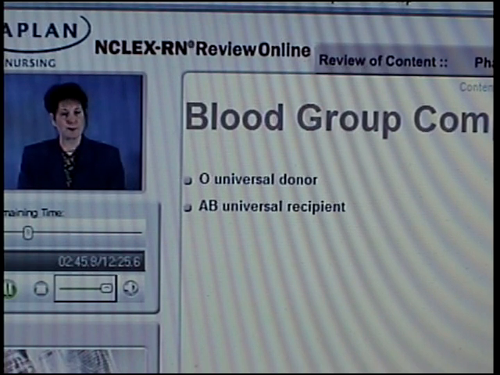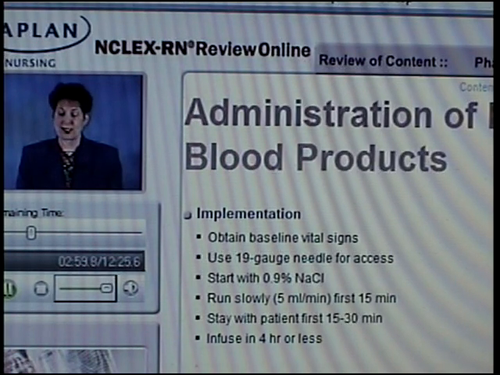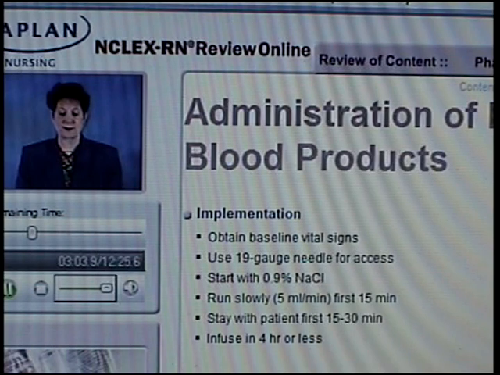And again, before the blood is given, they would question the client quite completely about any previous blood or blood products that they had received and whether or not they had any problems when they received them before. Blood and blood products are given with a 19-gauge needle for access. Again, it needs to be that large for the blood cells, the RBCs, to be able to slide through without rupture. You always start blood and blood products with normal saline.